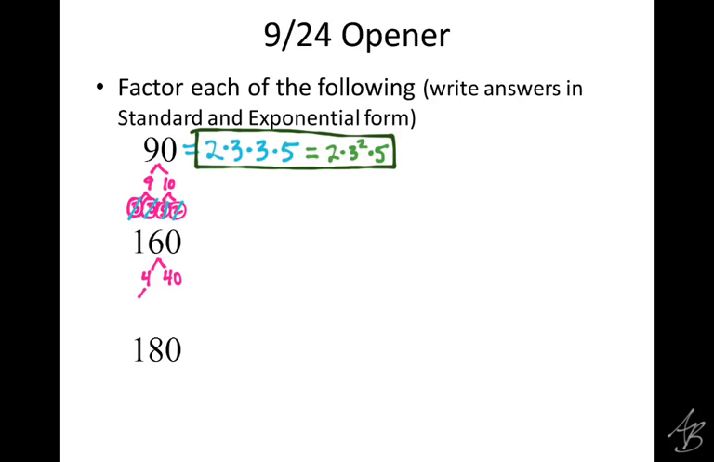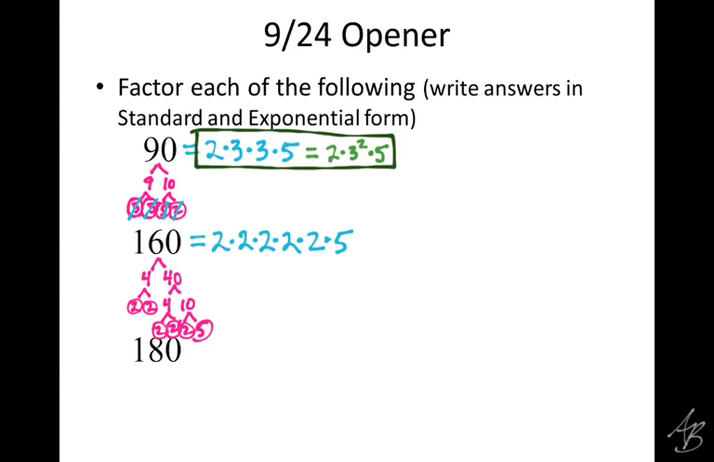So 4 would be what? 2 times 2, and those are both prime, right? How about the 40? 4 and 10. Those are both composite, so we need to keep going. How about the 4? 2 and 2. Okay, and the 10? 2 and 5. All right. So what's that standard form going to look like then, Jack? 2 times 2 times 2 times 2 times 2 times 5. How many of those were there? 5 of them? Yeah.